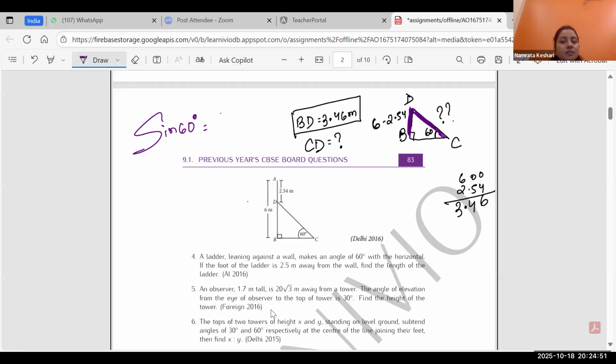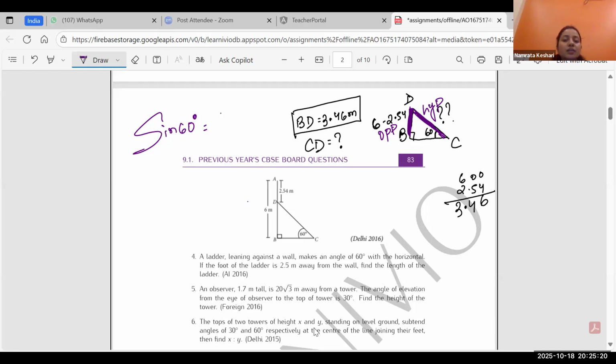Now look at this 60 degree and ask what is BD with reference to the 60 degree. BD is the opposite side, right? Yes. And with reference to the 60 degree, CD is the hypotenuse, because it is opposite to 90 degree.